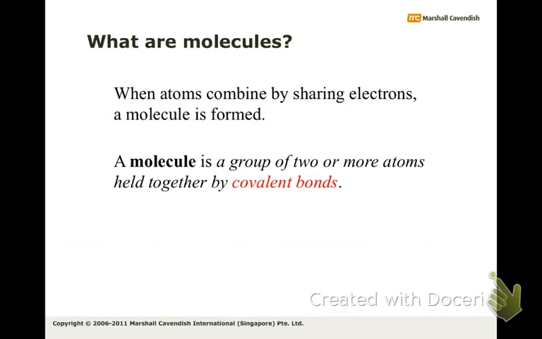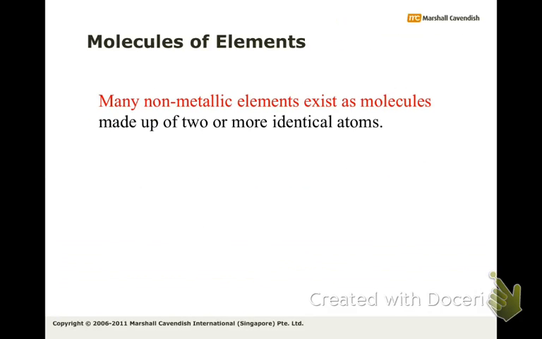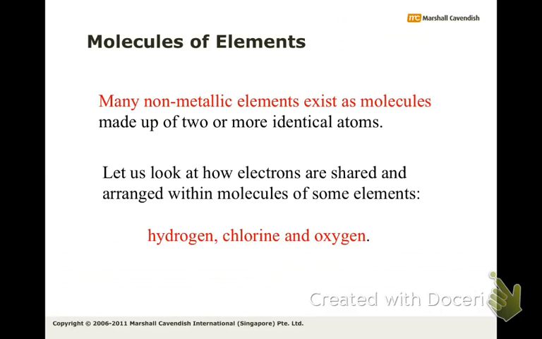Now, when atoms combine by sharing electrons, you have a molecule. Again, just now I was talking about ionic compounds. You don't have molecules. For covalent compounds, they have molecules. So a molecule is a group of 2 or more atoms held together by covalent bonding. So non-metallic elements exist as molecules because they can be made up of 2 or more identical atoms. So let's look at how electrons are shared between molecules of some elements, and primarily we'll go through hydrogen, chlorine and oxygen.